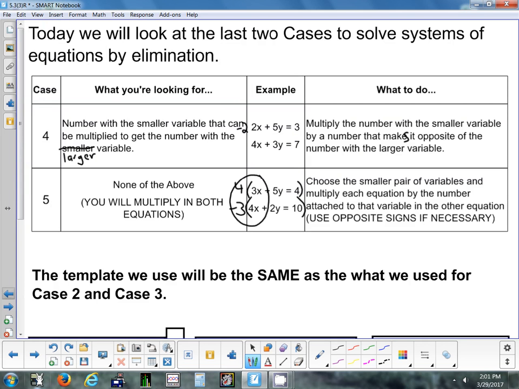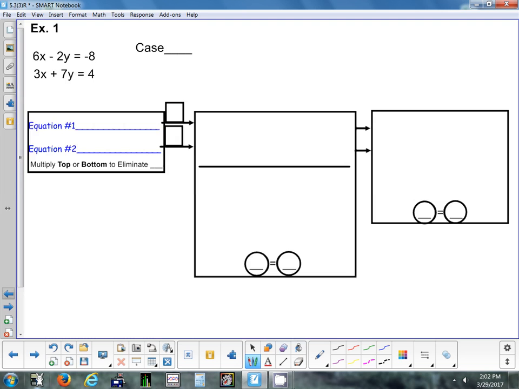All right, now we figure out what case it is. After we do that, what do we want to do? Identify which variable, all right, you want to eliminate. Is it going to be in the top equation? Is it going to be in the bottom equation?